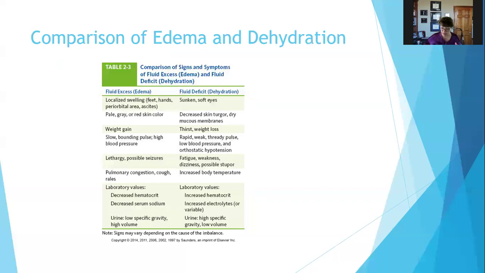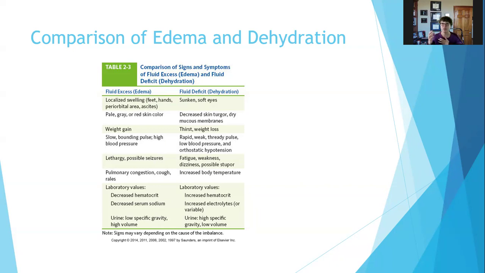This is the chart in the book that compares edema and dehydration. I think this is a great chart because you can see how they're pretty night and day opposite of each other. Localized swelling in the feet, hands, and periorbital area, so swelling around the eyes, versus sunken eyes for dehydration. Different presentation of the skin. Weight gain with edema, weight loss with dehydration and thirst. Slow bounding pulse and high blood pressure with edema. Rapid, weak, thready pulse and low blood pressure with fluid deficit.